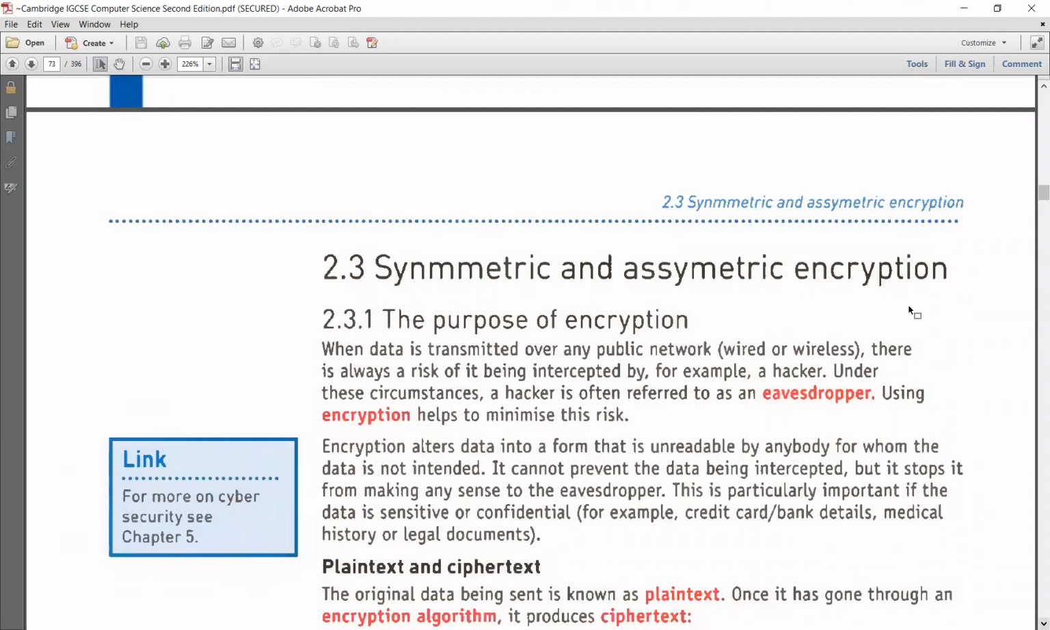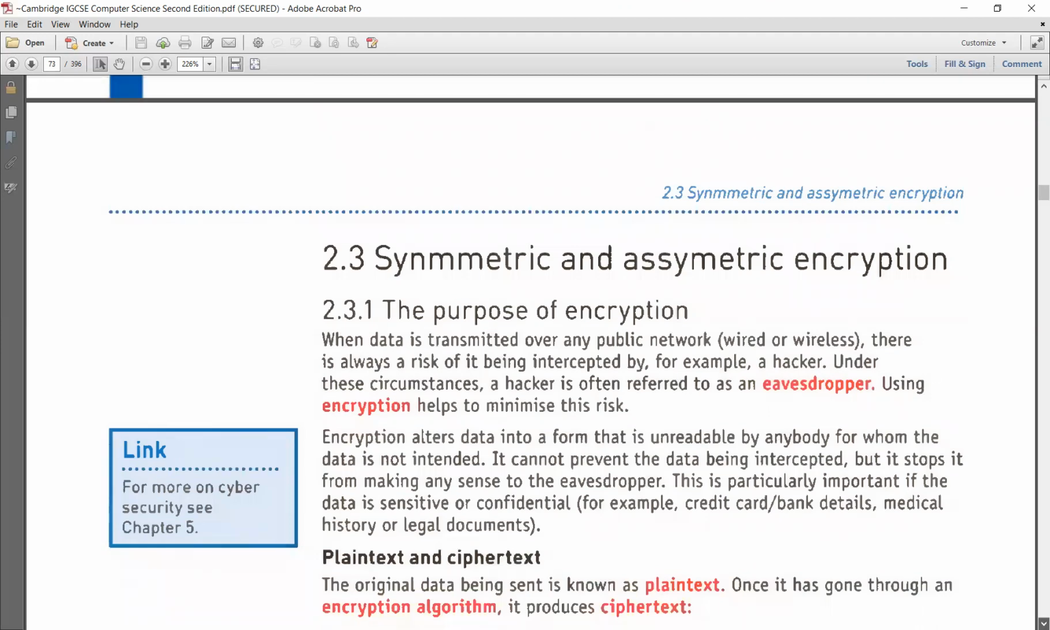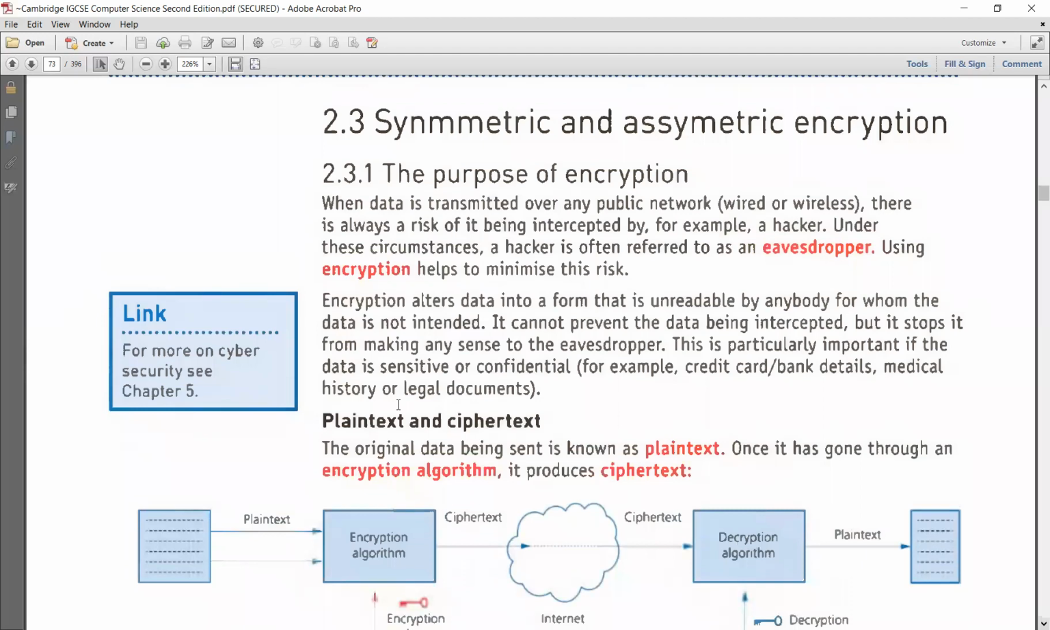What you need to remember is encryption will not stop the hackers at all. The hackers will still be able to intercept the data, but they will not be able to know what the data is, because the data is in ciphertext. So one thing to know is, if hackers intercept encrypted data, they still will not be able to understand what the message is.